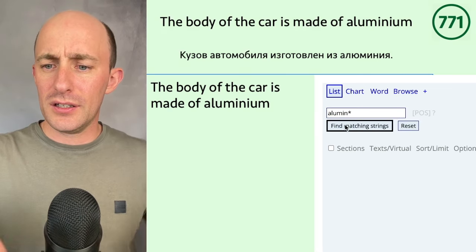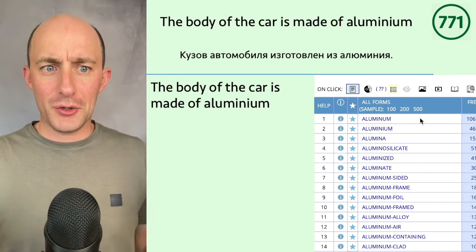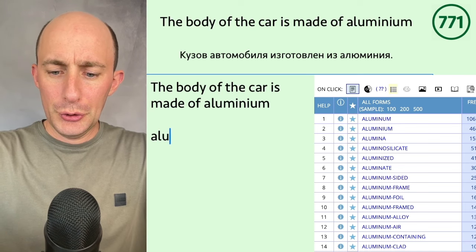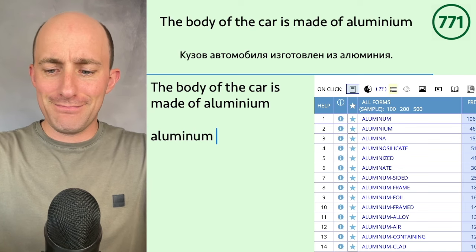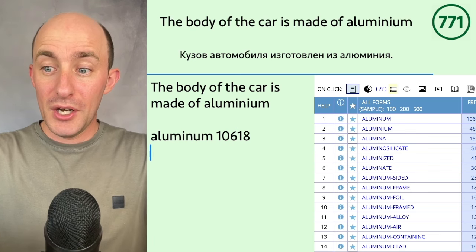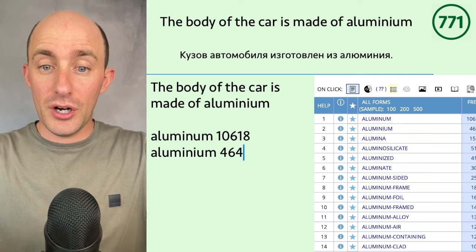Let's have a little look at this. So yeah, look, this is the American corpus. And so this spelling, aluminum, has 10,618 hits in the corpus, whereas the British spelling, aluminium, has only 464.